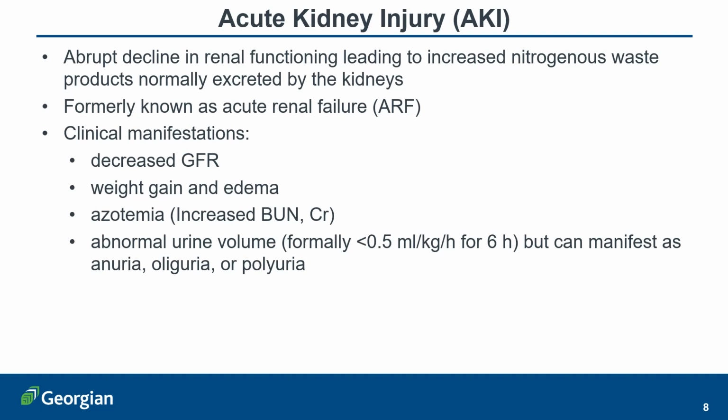Lastly, the main clinical manifestations besides the decreased GFR, the weight gain and the edema and the azotemia is, yes, abnormal urine volume formation, formally defined as less than 0.5 milliliter per kilogram per hour for at least 6 hours. But that can manifest itself as anuria, or no urine production whatsoever, oliguria, or reduced urine production, or even polyuria, or increased urine production. Usually it's either anuria or oliguria, so it's oliguric acute kidney injury. Polyuria can develop, but that's a rare circumstance. We're not going to focus upon that. Usually it's anuria or oliguria.